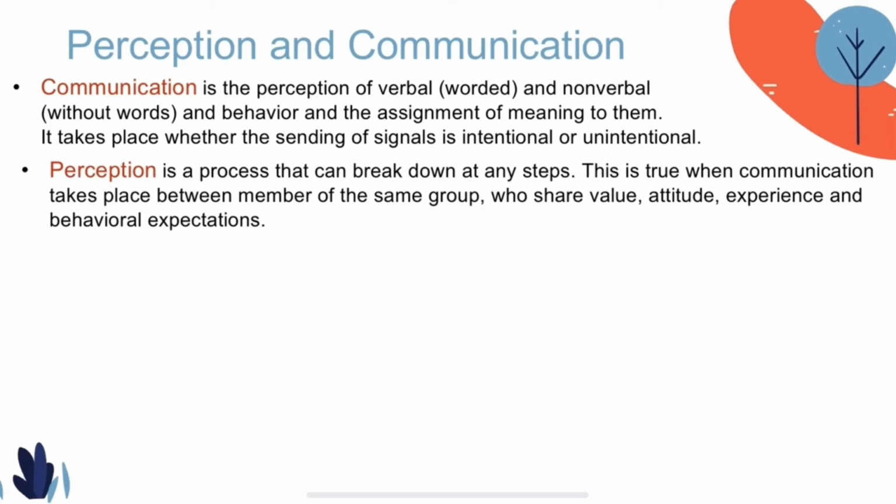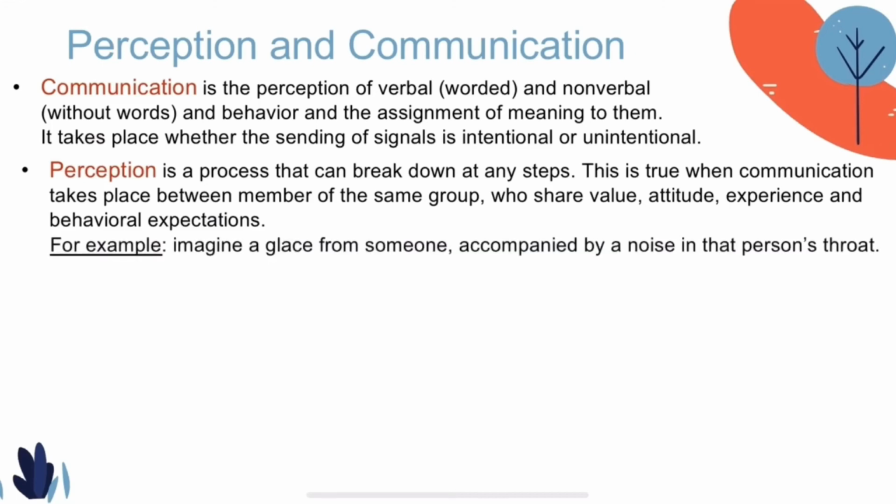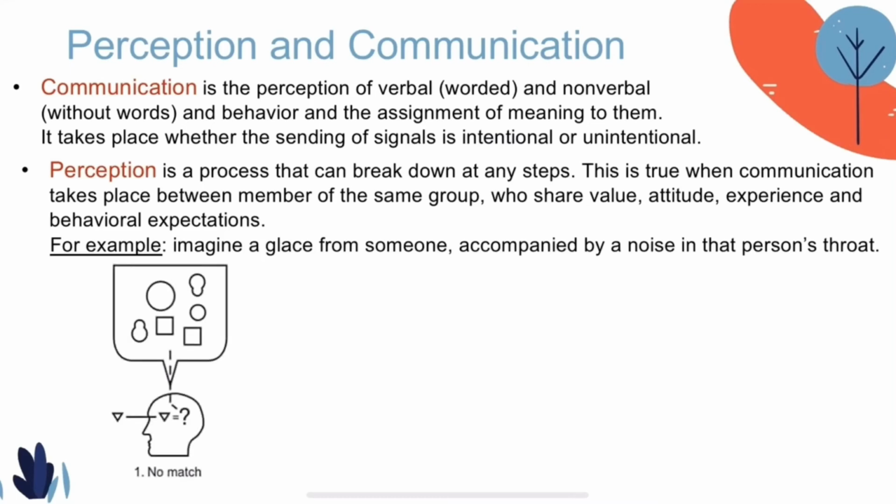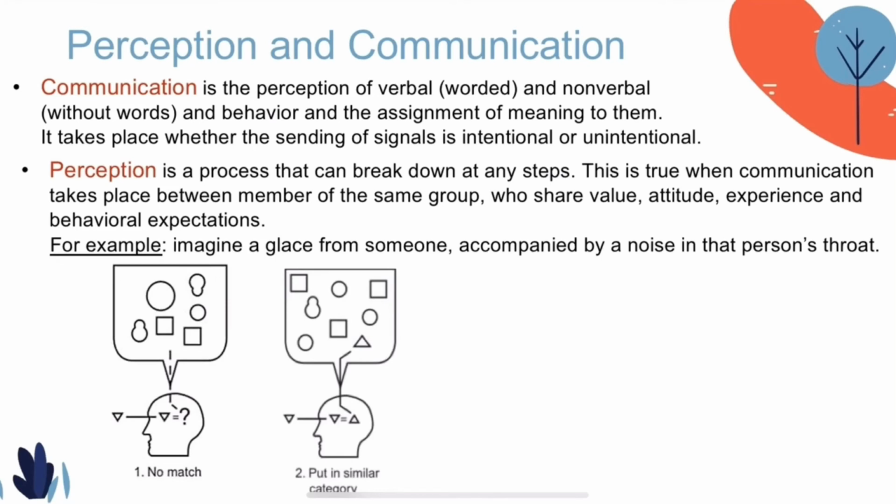And now I would like to raise an example. Imagine that you get a glance from someone accompanied by a noise in that person's throat. When you encounter something unfamiliar, you have several choices. The first is to ignore it, in which you can assume that it is nothing and it fits no category known to you and means nothing. The second is to put it in a similar category. In this case, you have categorized it and assigned meaning to it, but both may be wrong. The glance may in fact be directed at someone or something else, and the noise in the throat may actually be a word in a language you don't understand.